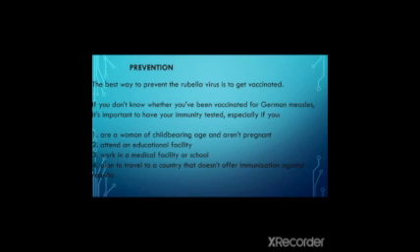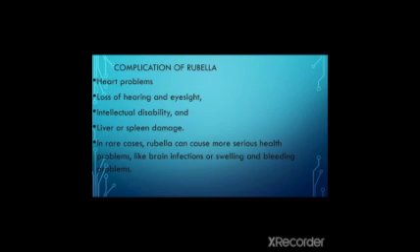Lastly, I'm going to talk about the complications of rubella. They are as follows: heart problem, loss of hearing and eyesight, intellectual disability, and liver and spleen damage. In rare cases, rubella can cause more serious health problems like brain infection or swelling and bleeding problems.